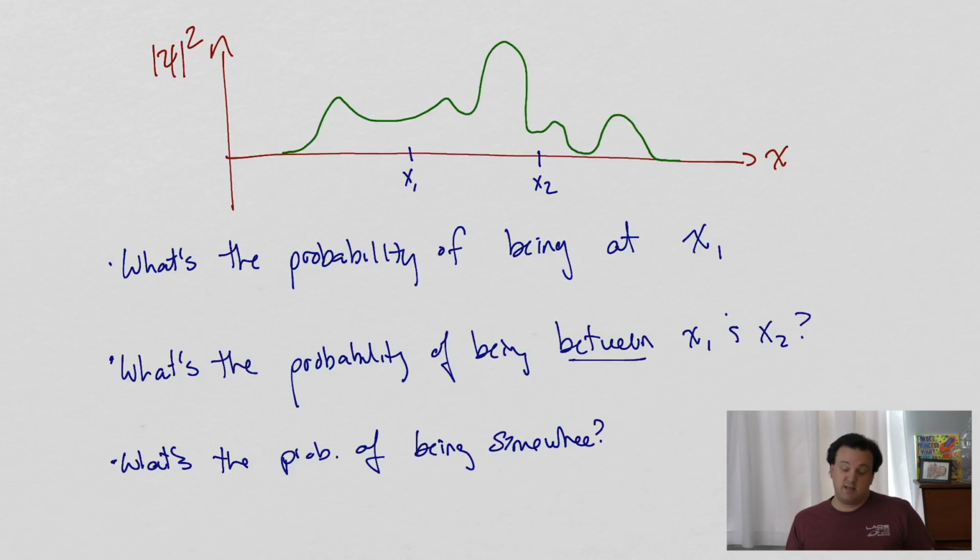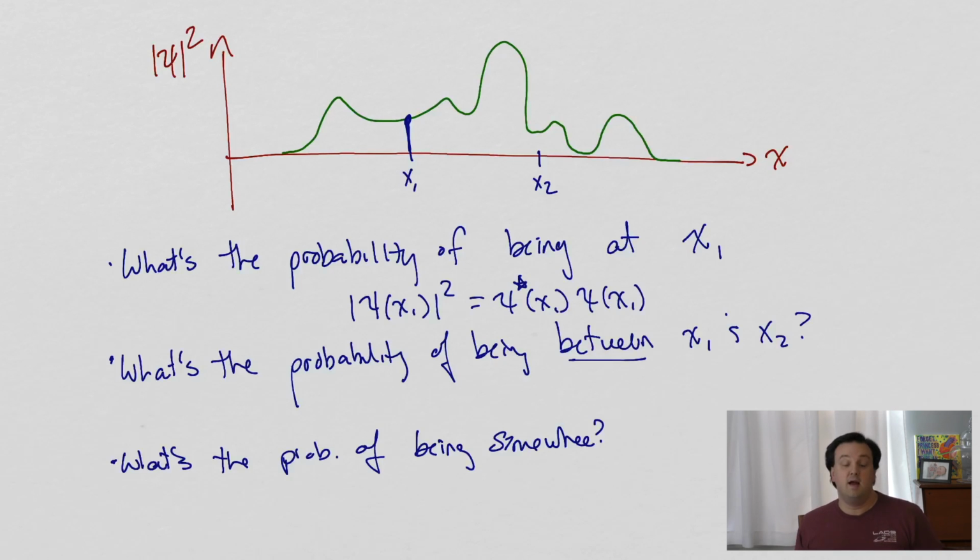And so now, using this probability density, I can actually start to answer some questions, right? So for example, what's the probability of being at this point x1? Well, that corresponds to the probability amplitude of being there, psi of x1. The probability of that is just going to be that squared, which is psi of x1 star psi of x1. That tells me the probability of being in some place.